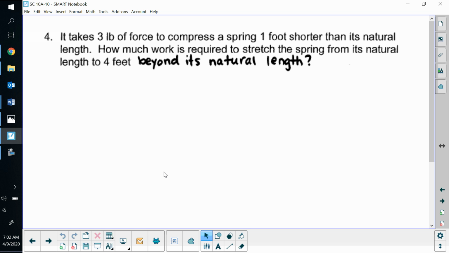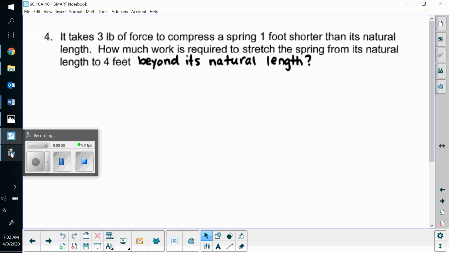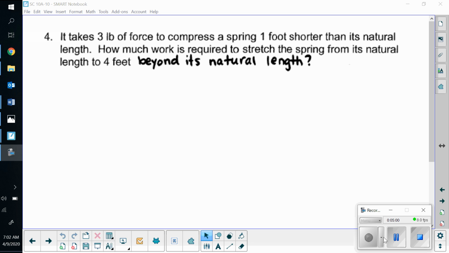So we've got another spring question. A 3-pound force is going to compress the spring 1 foot shorter than its natural length. How much work is required to stretch it from its natural length to 4 feet beyond the natural length? What I would like you to do right now is pause the video and see if you can do this question based on what we just did in the last one. Then when you start the video back up, you'll be able to check your answer. So go ahead, pause the video now.